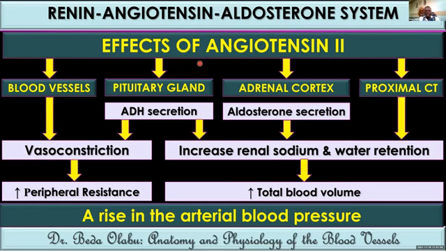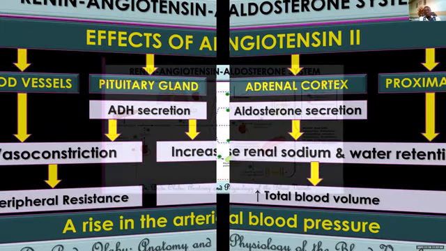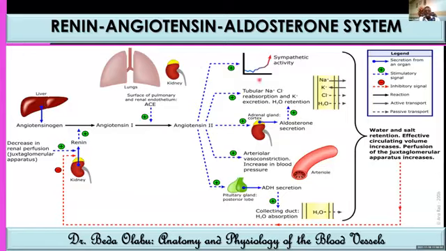Right, so that's the long-term mechanism of regulation of blood pressure using the renin-angiotensin-aldosterone system. We can see the effects on the sympathetic system, proximal convoluted tubule, adrenal cortex, vasculature, and neurohypophysis. The one not shown here is the one to the hypothalamus, which increases thirst sensation, hence you take water, and so increasing blood volume.